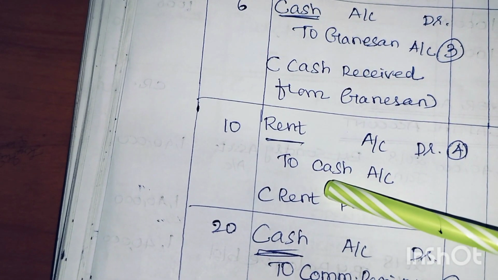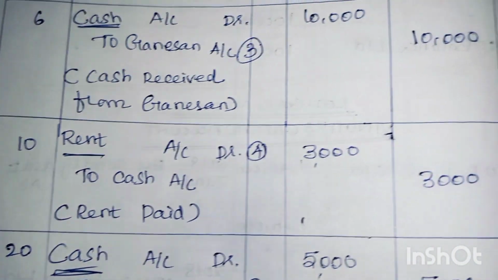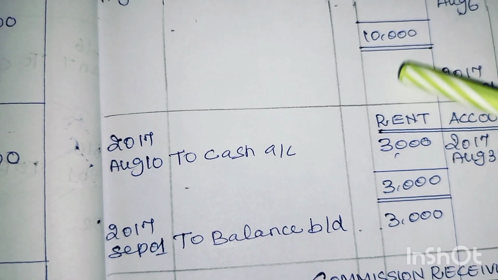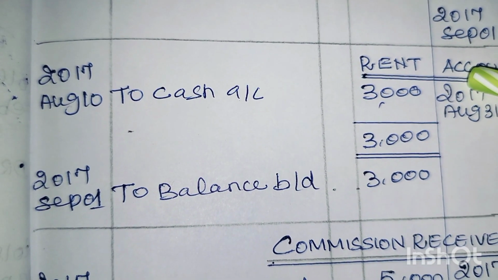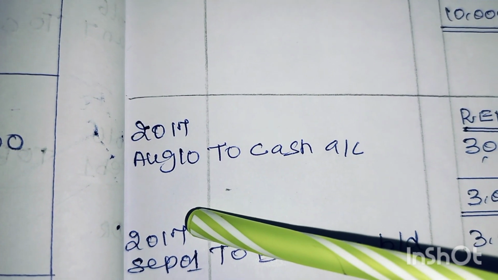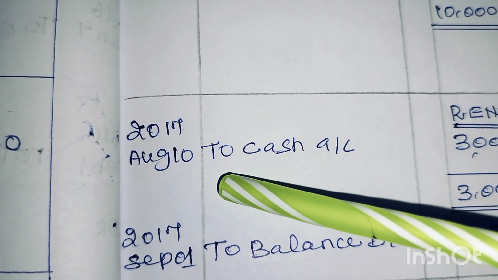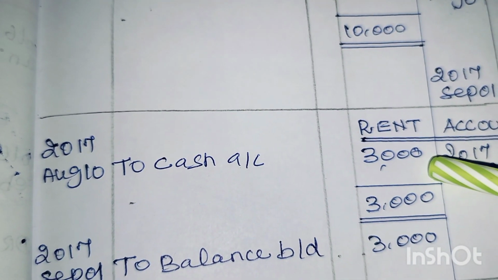Okay, what is the opposite account? Cash account. How much rupees? 3,000 rupees. So we come to the debit side under the rent account, dated August 10, 2017. The opposite account name is to cash account. How much rupees? 3000 rupees.